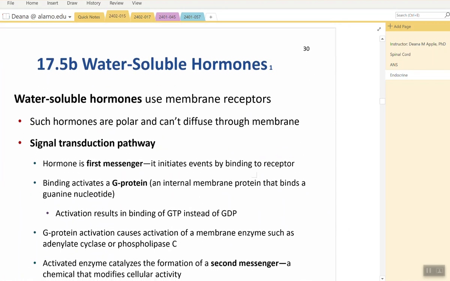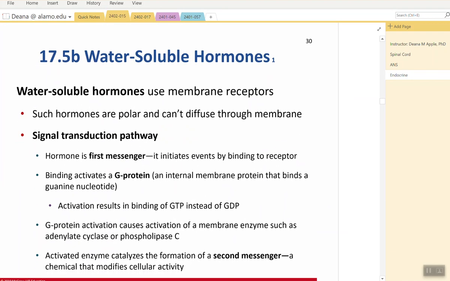Let's talk about the water-soluble hormones. So we had those biogenic amines, and we had protein molecules that were our water-soluble hormones. So the water-soluble hormones are going to use the membrane receptors.